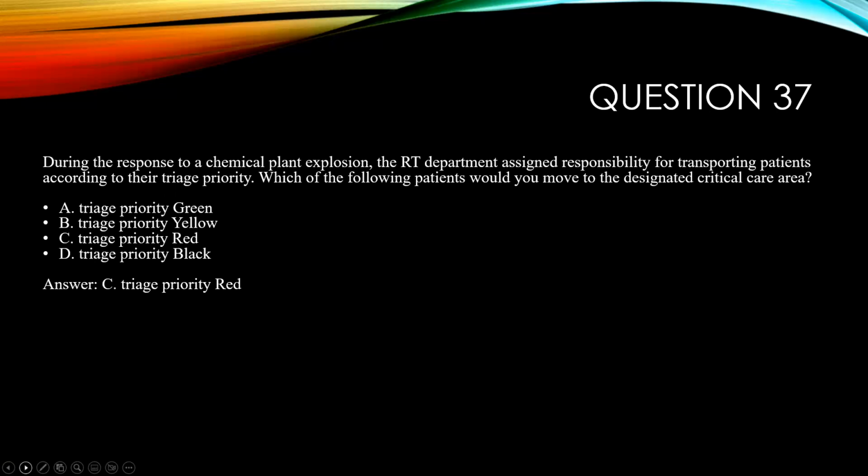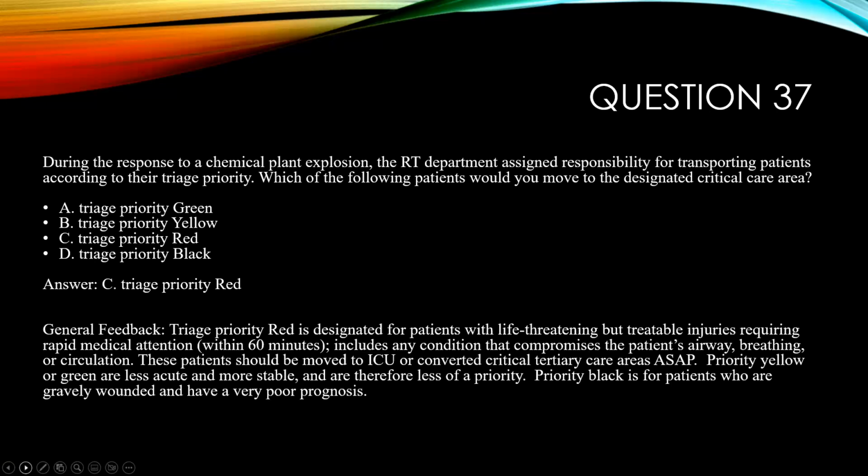Triage priority red, and let's look at what these triage priority colors actually mean here. Triage priority red is designated for patients with life-threatening but treatable injuries requiring rapid medical attention within an hour. It includes any condition that compromises the patient's airway, breathing, circulation. These patients should be moved to ICU or converted to a critical tertiary care area ASAP. Yellow or green are less acute, basically more stable, and they can wait, therefore less of a priority.